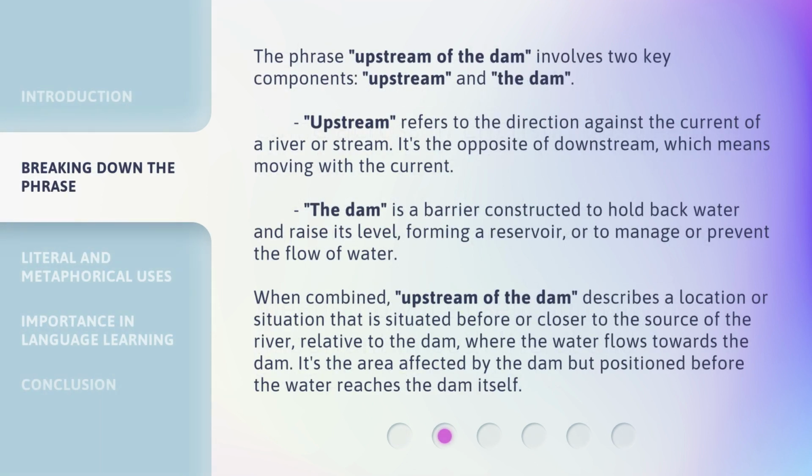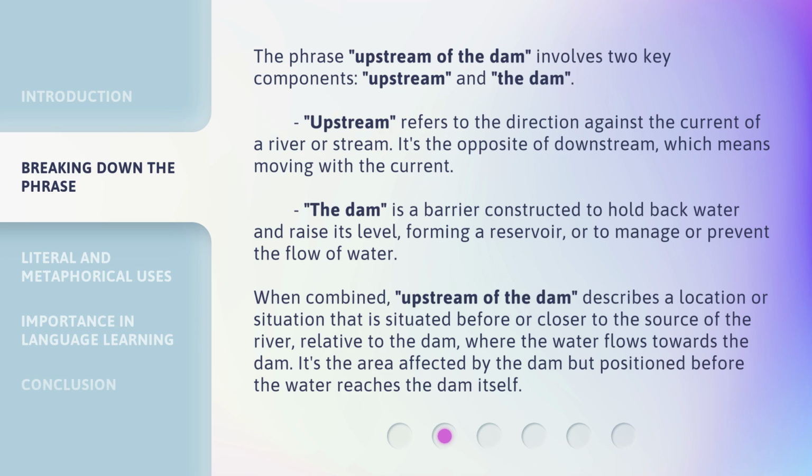The phrase upstream of the dam involves two key components: upstream and the dam. Upstream refers to the direction against the current of a river or stream. It's the opposite of downstream, which means moving with the current. The dam is a barrier constructed to hold back water and raise its level, forming a reservoir, or to manage or prevent the flow of water.